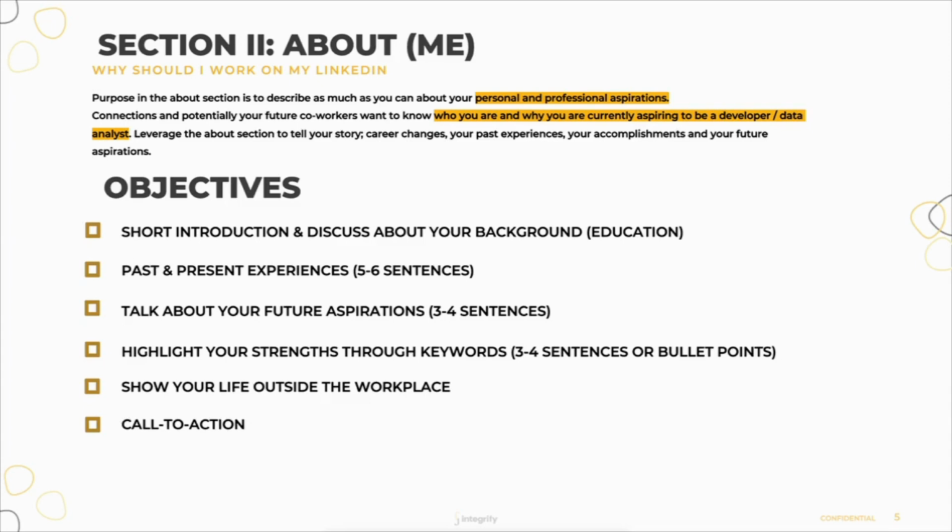So we set up 6 different objectives that you want to provide in the About Me section that will be really, really important: to discuss your education a bit, past and present experiences, future aspirations, highlighting your strengths, your life outside the workplace, and then a short call to action.